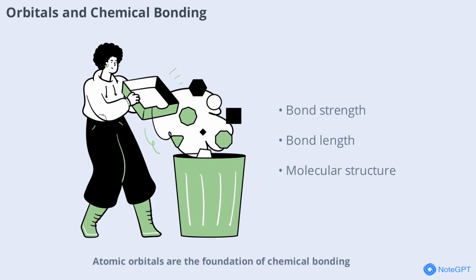Atomic orbitals are the foundation of chemical bonding. The way orbitals overlap and combine determines the strength, length, and type of bonds formed between atoms. This knowledge is essential for understanding everything from simple molecules like water to complex biomolecules like DNA.